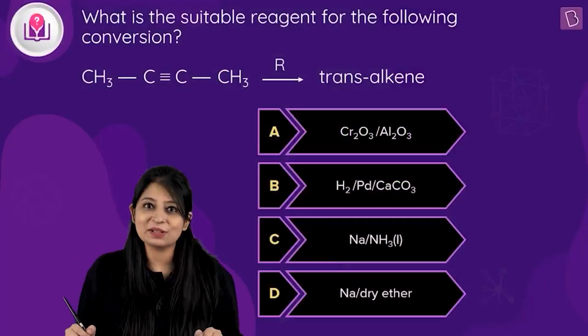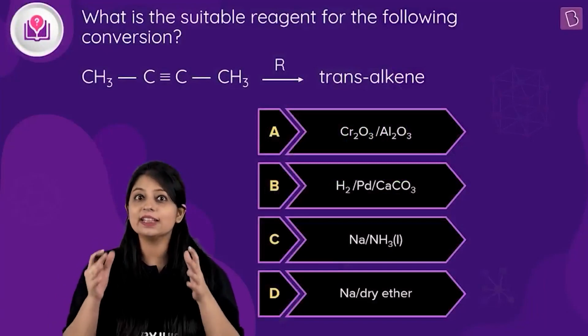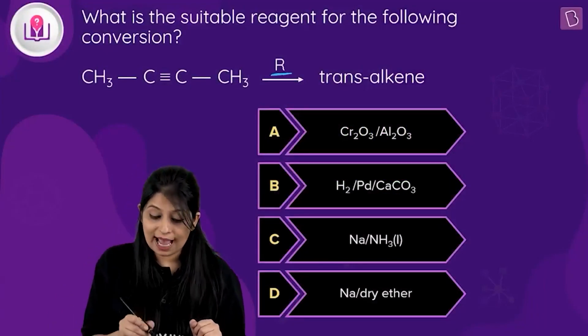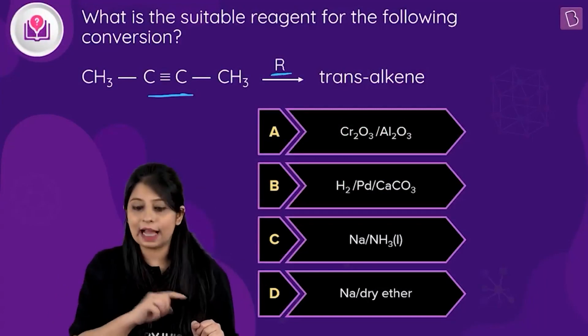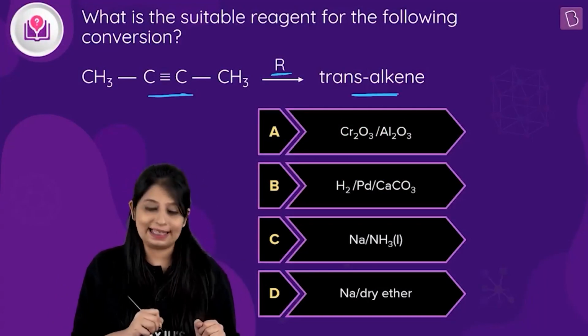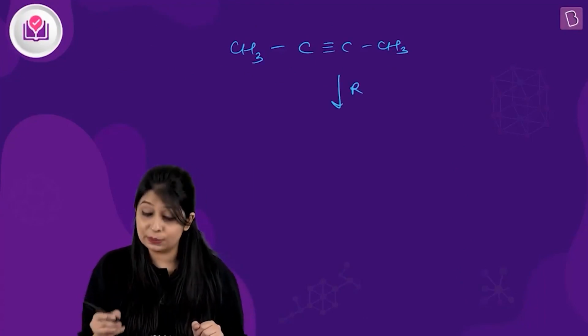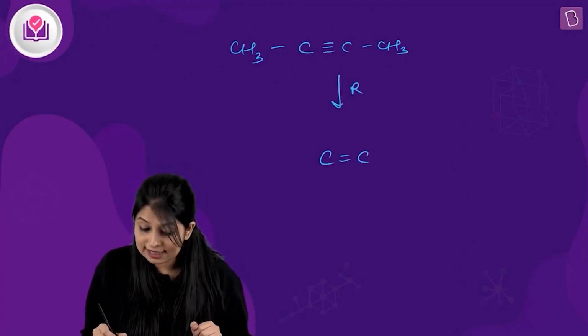Let's have a look at this question. Here we are given a reaction in which we have to find the reagent which can convert a non-terminal alkyne into trans-alkene, right? Let's see. So we have CH3, C, triple bond C, CH3. We need a reagent which can convert it into trans-alkene.